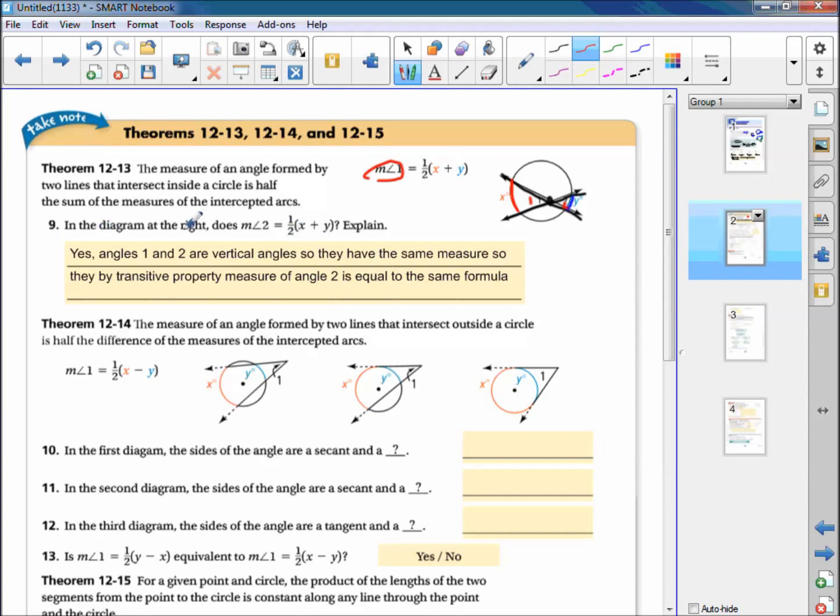And then number 9 says, hey, what about angle 2? Should it also equal that? And this would be yes. Angle 1 and 2 are vertical angles anyway, so we know they're going to be congruent. And by the transitive property, we can say angle 2 is going to equal the same formula that angle 1 equaled. All right, so let me show you what's going on with this in another picture here.